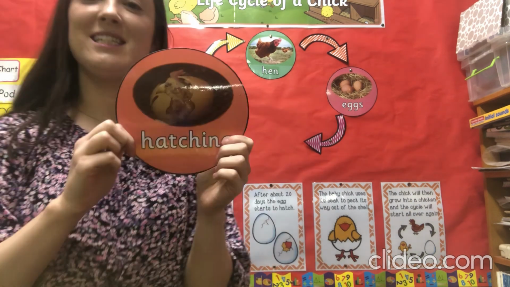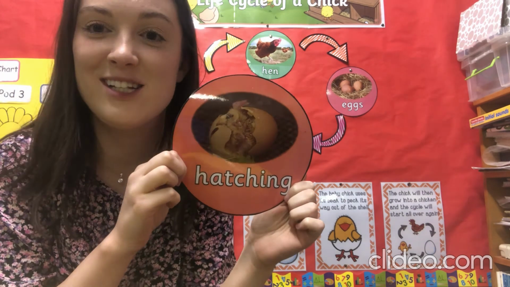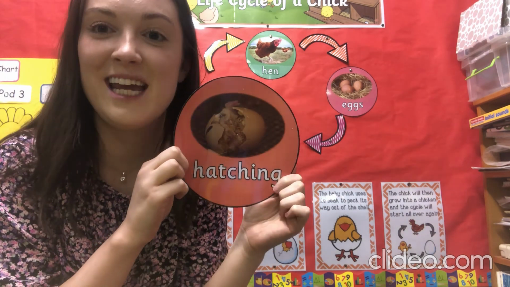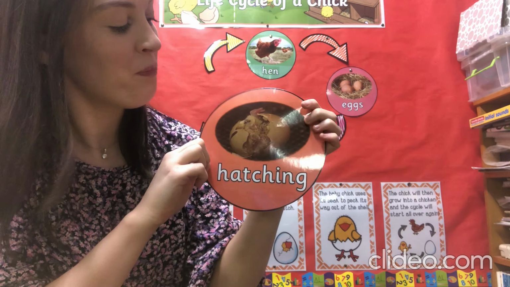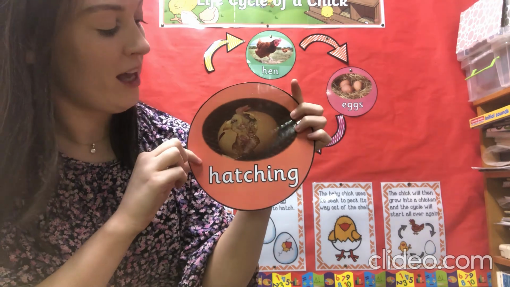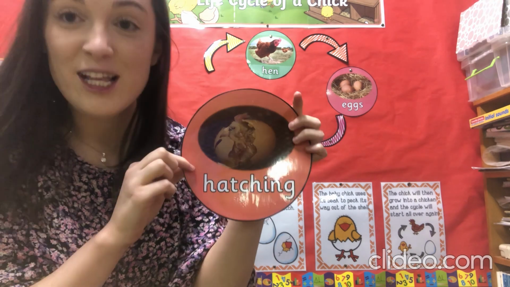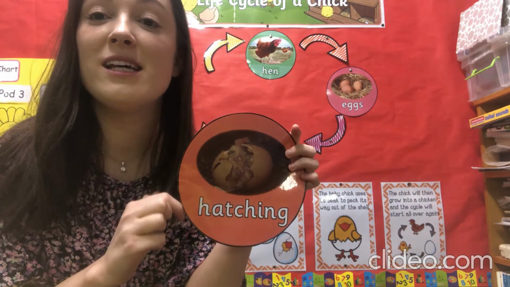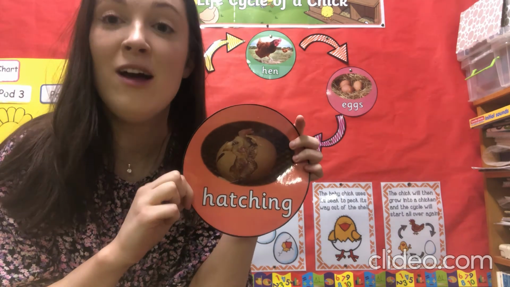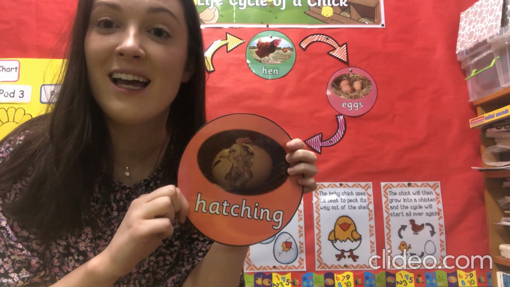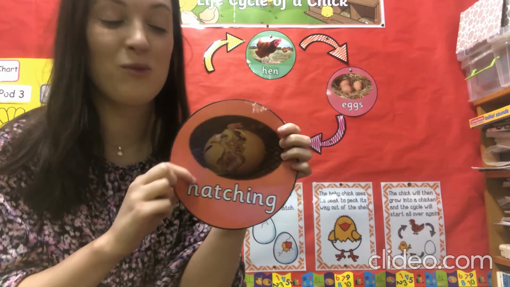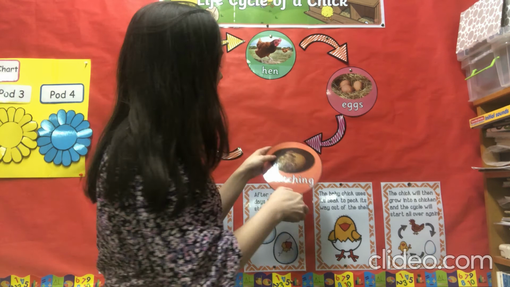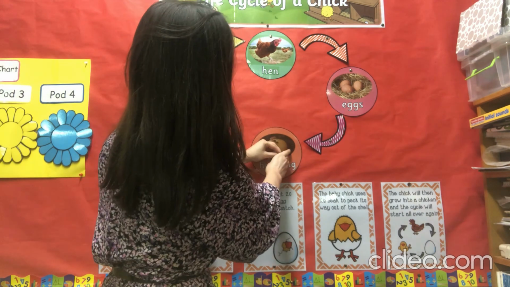So the next stage we call our hatching stage. This is a very exciting stage. Once the chick has grown inside the egg, it's ready to get out. So it uses its beak, and what it does is it pokes against the shell until it finally starts to crack, and it slowly makes its way out of the egg. So our next stage is the hatching stage.